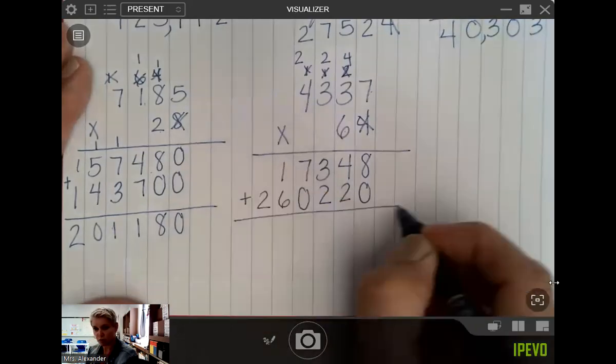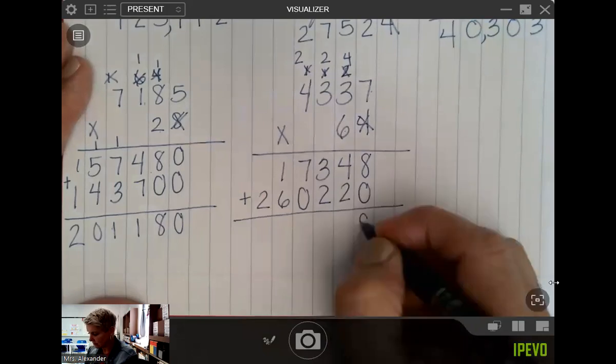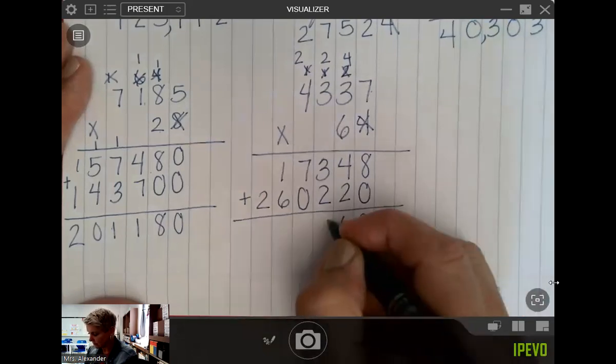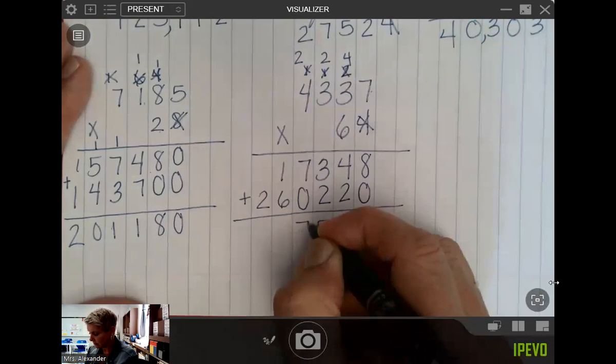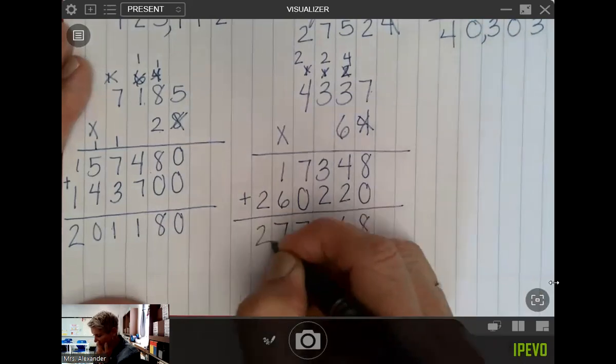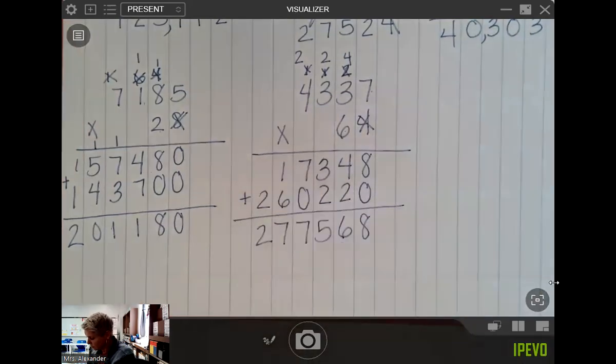We add our partial products. 8, 6, 5, 7, 7, 2. I think our answer will be 277,568. There it is.